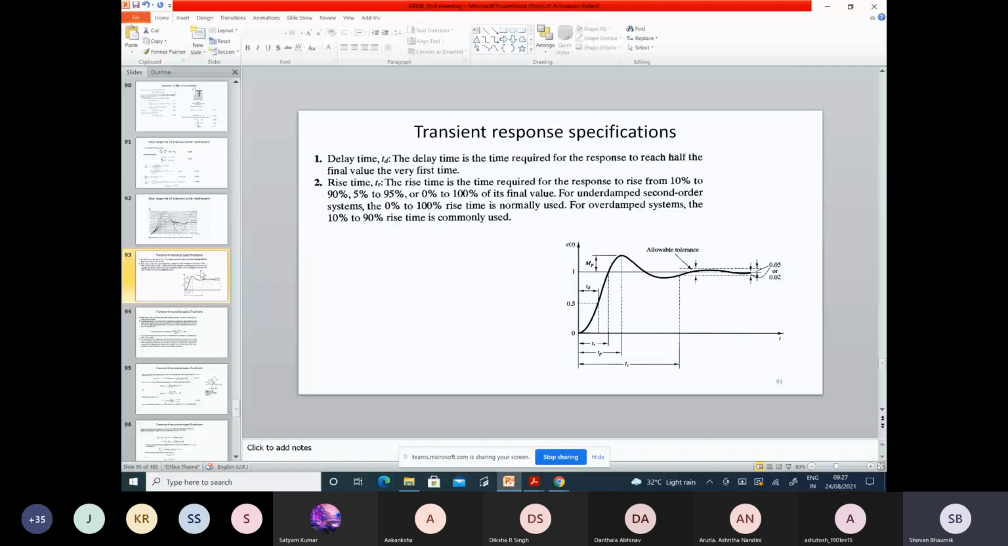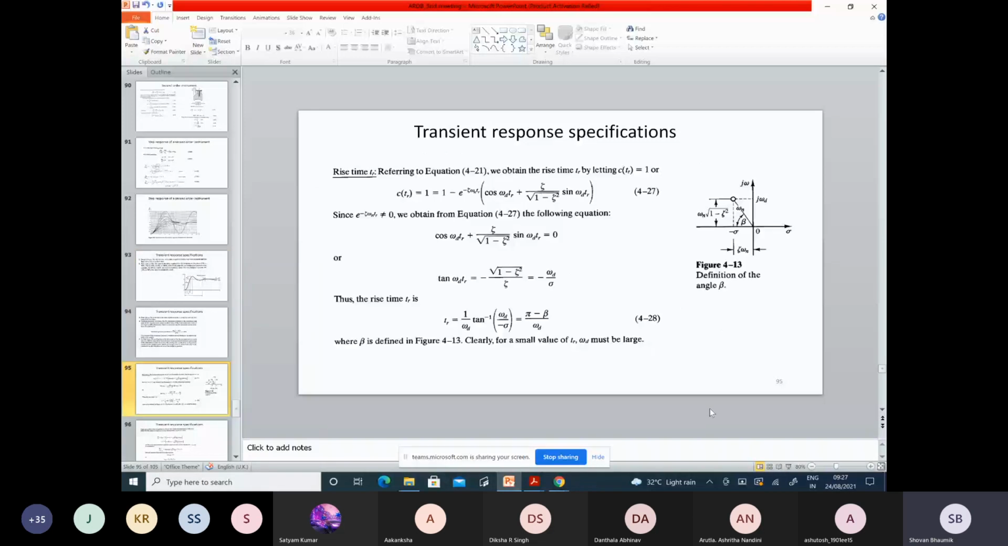Now let us see how we can derive the expression of rise time or peak time. Rise time means we said that it will rise to the steady state value. Here we are assuming that the steady state value of the output is 1.